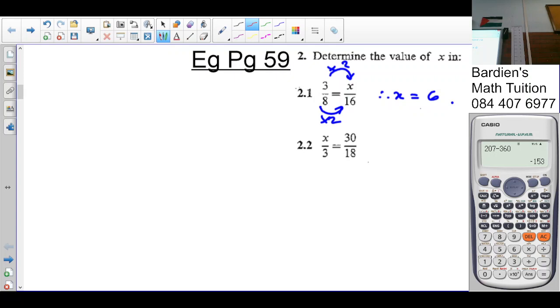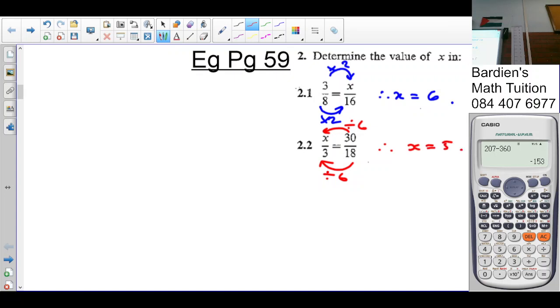Right, so what's x in the next one? 5. You all agree with that? Yes, sir. 5. How do you get 5? How do we get from 18 to 3? You divide by 6. So therefore, 30 divided by 6 is 5. Nice. You guys got it?